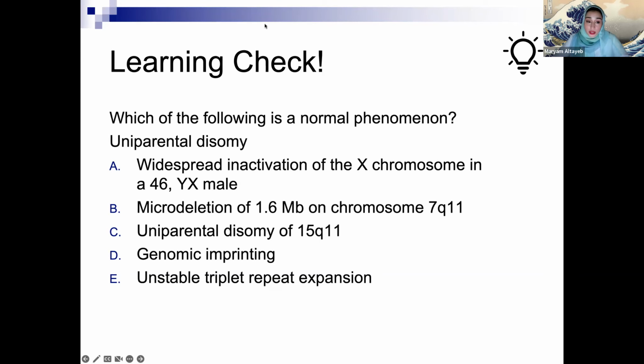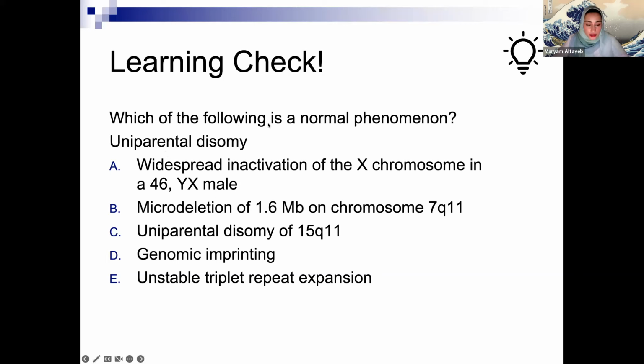So now we're going to go through MCQs, and these may or may not be very similar to what you guys could get in your exam. And so first question is, which is a normal phenomenon? The options are uniparental disomy, widespread inactivation of the X chromosomes in a 46XY male, microdeletion in 7q11, genomic imprinting, or unstable triplet repeat expansion. So which of the genetic modifications you guys learned about is actually a normal process?